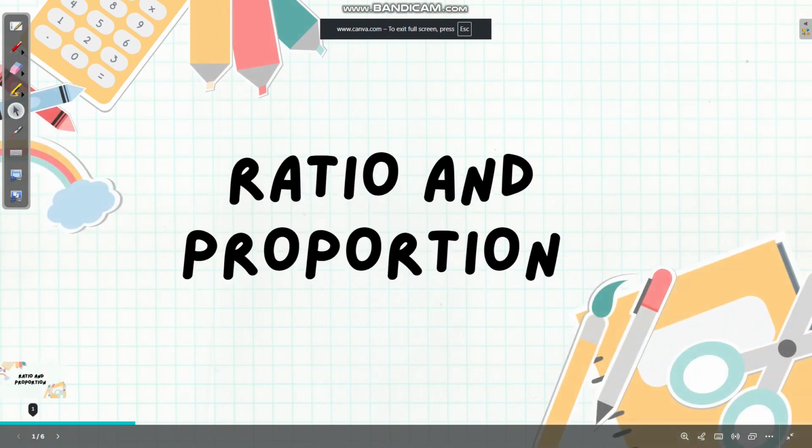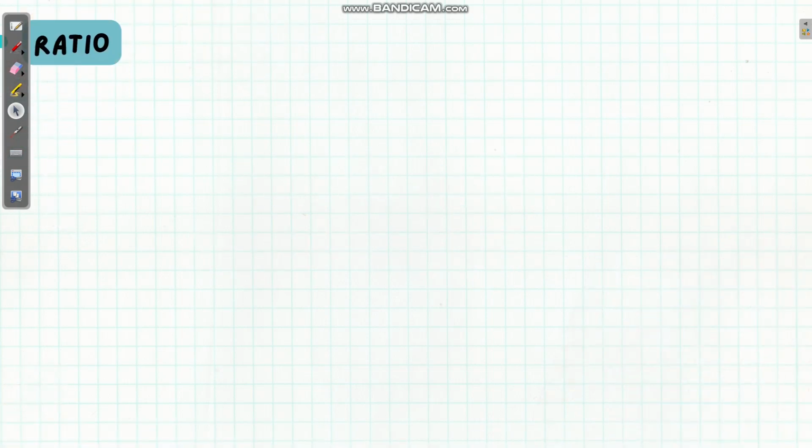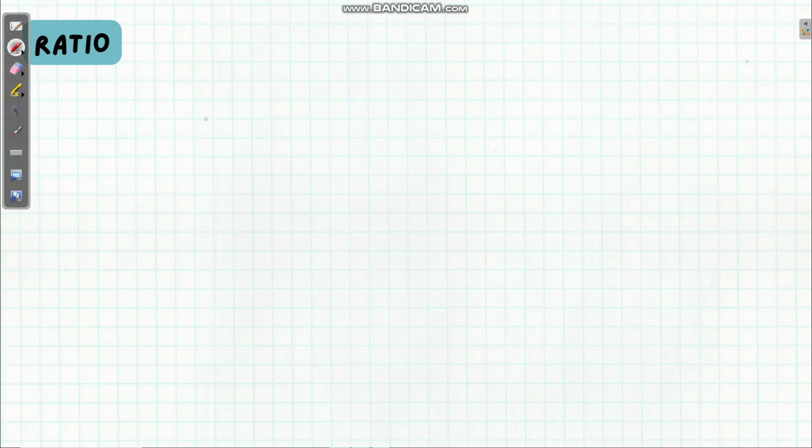Today we are going to learn about ratio and proportion. Let's see what a ratio is and how to find a ratio. So let's take one example. A ratio is simply, for example, if I take the alphabets A is to B, this is known as "is to".